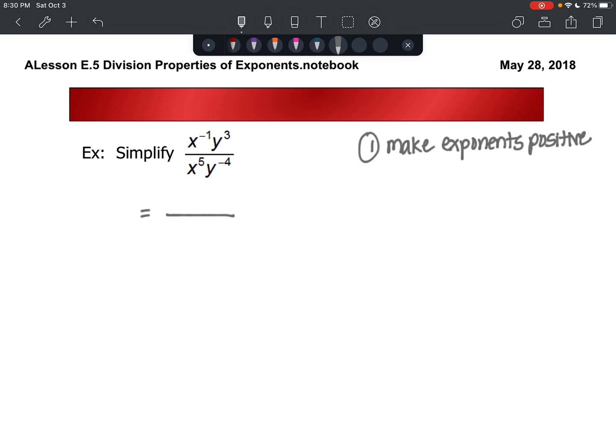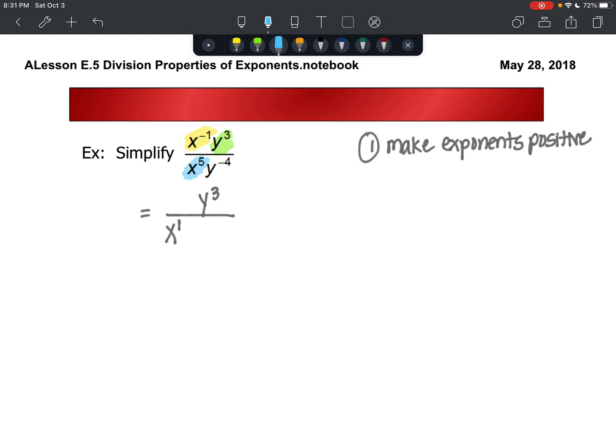So this is where I say, does x to the negative 1 stay or go? It's going to go down to the denominator and become x to the positive 1. Does y cubed stay or go? Y cubed stays in the numerator because its exponent is already positive. Now we're at the bottom here. X to the negative 1 is being taken care of. Y cubed has been taken care of.